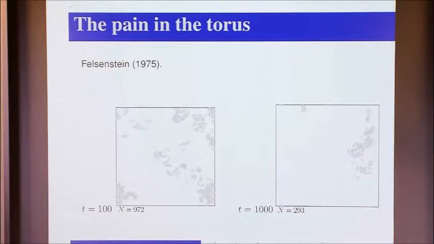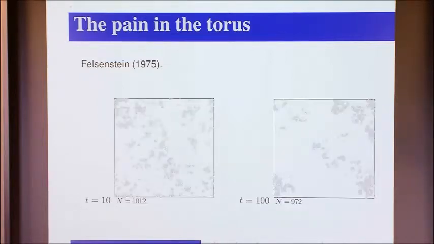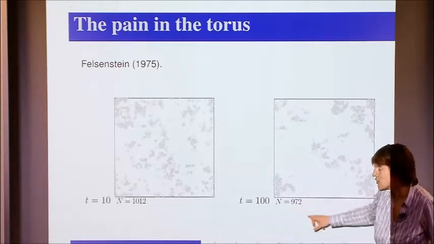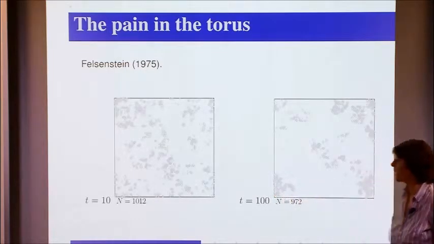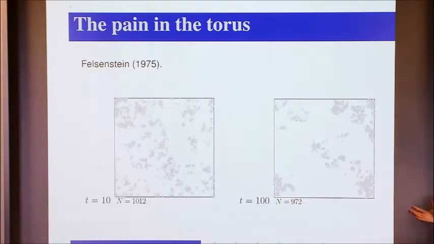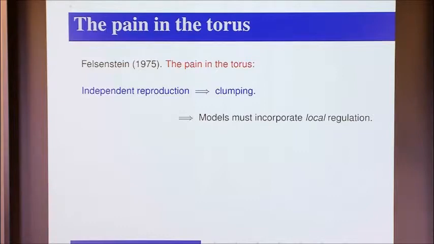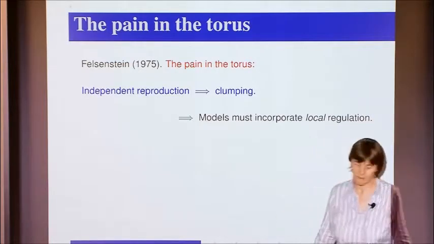Let's suppose that somehow the total population size is exogenously specified. Well, we can see that's not going to work either, because if we look back at what happened at times 10 and 100, the population size really hadn't changed very much. If I conditioned my population size to be 1,000, I'd still get the same picture. I'm still getting this clumping phenomenon. And at that point, he gave up, and he famously wrote a very famous paper in 1975 and dubbed the problem the pain in the torus.